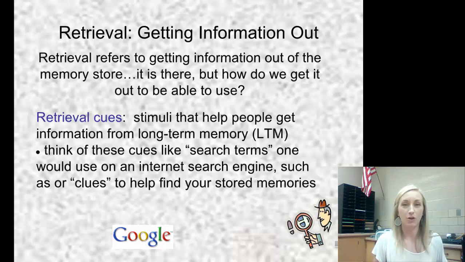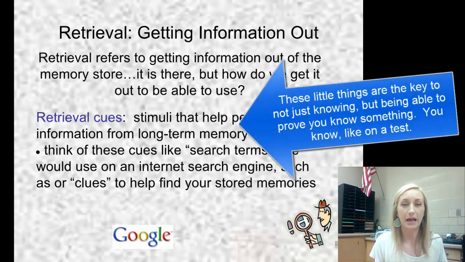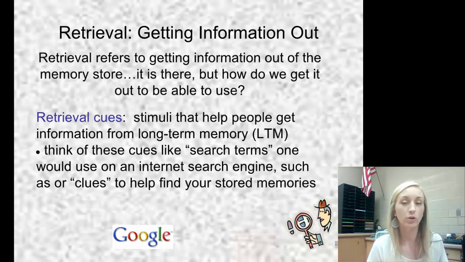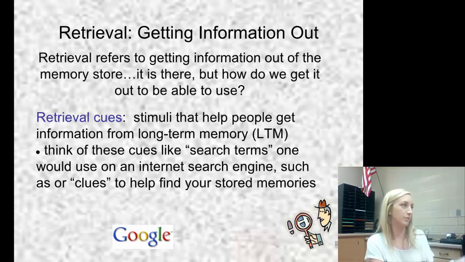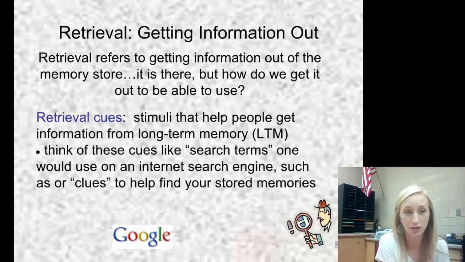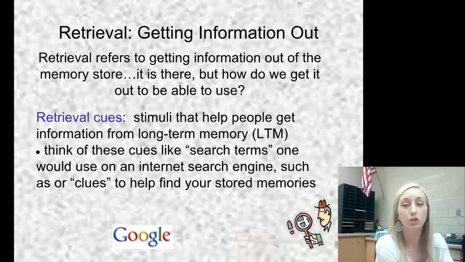So we get it out and are able to use it because of retrieval cues. Retrieval cues are stimuli that help people to get information from long-term memory. So if I say to you, Coca-Cola, what do you think of? Maybe you think of the polar bear commercial or some of their really cool commercials recently. And that Coca-Cola just served as a cue to make you think of certain things. Anything can serve as a cue. So think of these cues like search terms one would use in an internet search engine such as Google, or clues to help you find your stored memories.